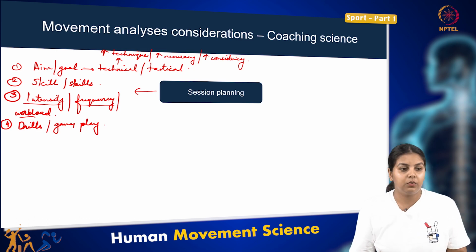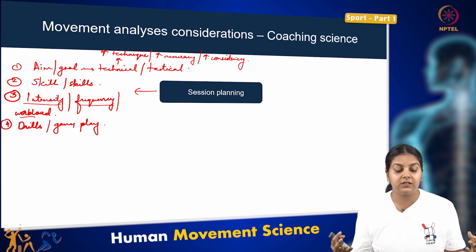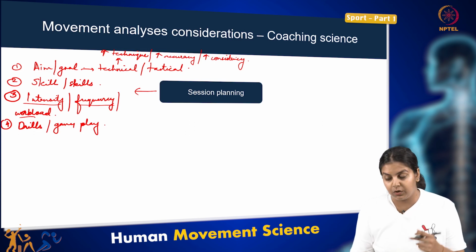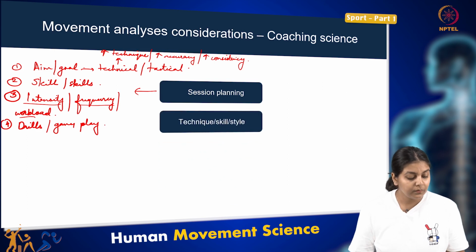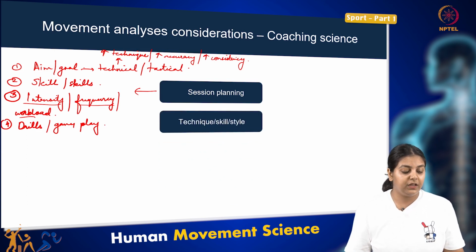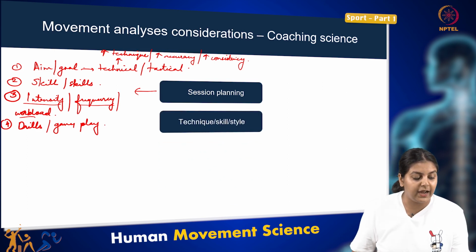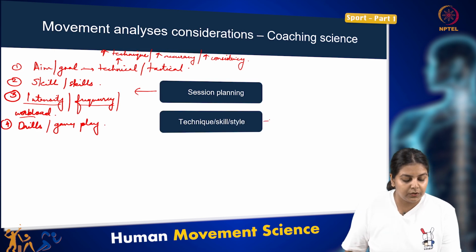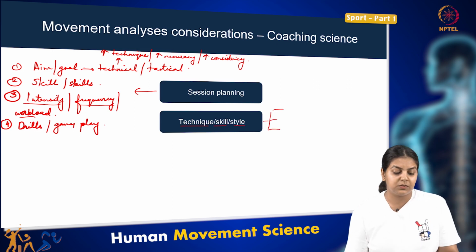So it's quite important to understand intensity, frequency, and workload of all of these sports science professionals that are working with the athlete. Another important thing in that scenario, once you've started looking at technique improvement specifically, is you need to be able to bifurcate it into what is technique, skill, and style. And we've looked at this in the previous modules as well.